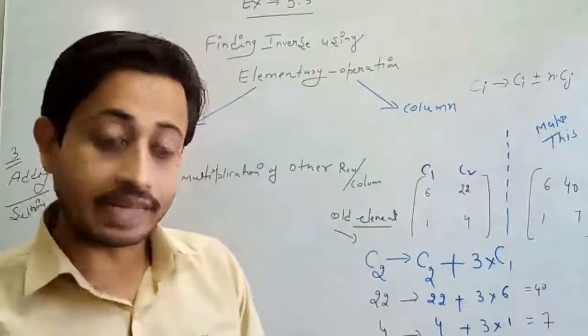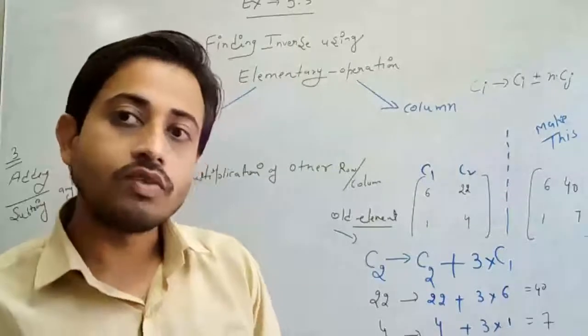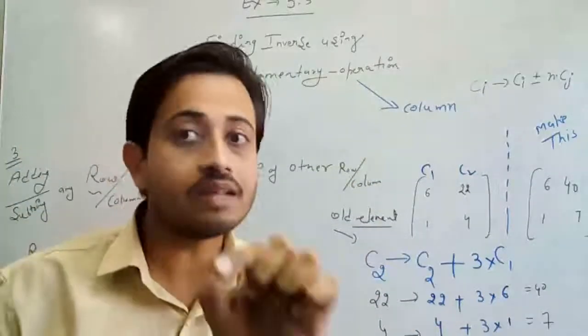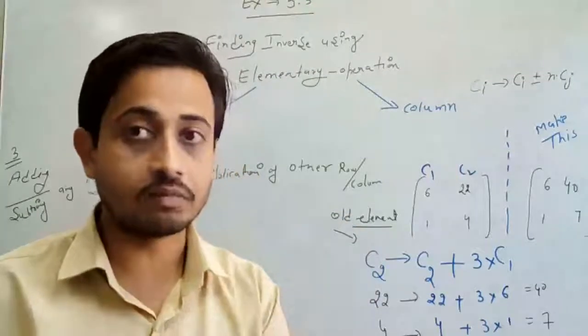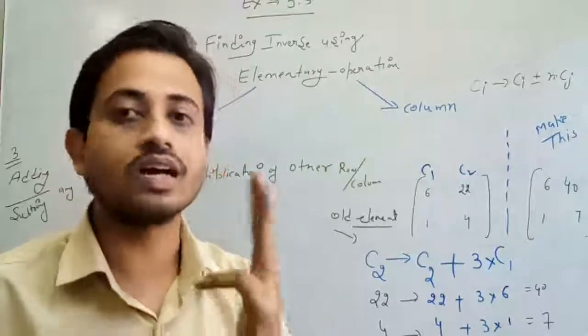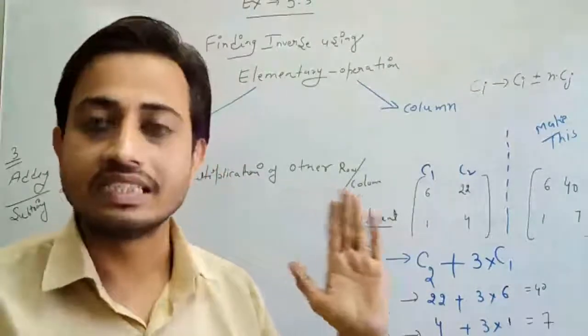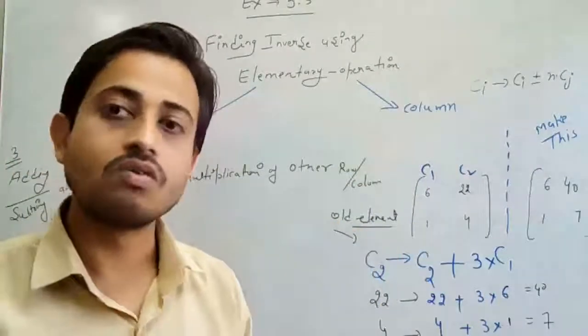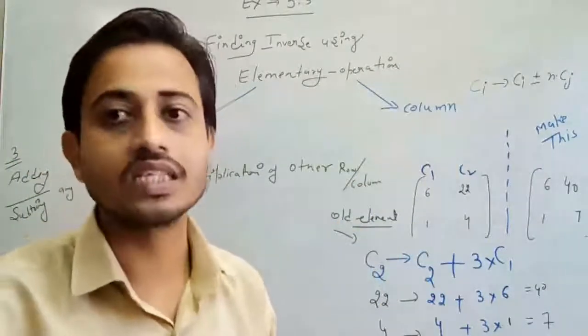So what do we have to do? We have to look at our right hand side, at what elements we want, and according to those elements, we have to apply the 3 operations either on the rows or the columns, which are very similar. So please make a note, then we will go on to solving our first question.